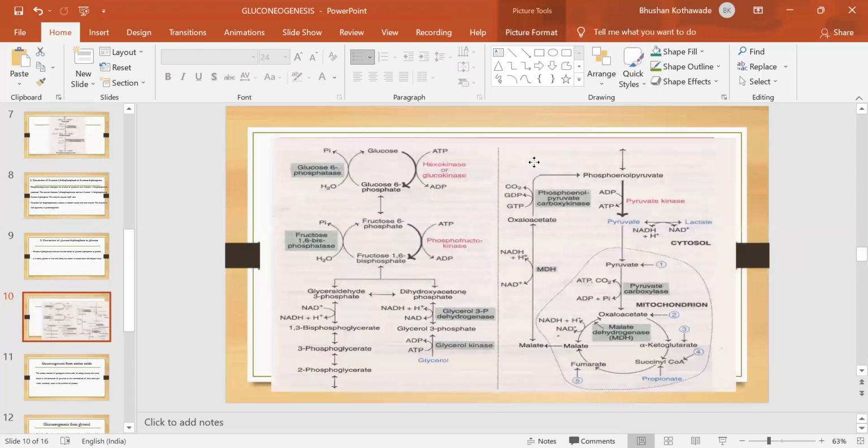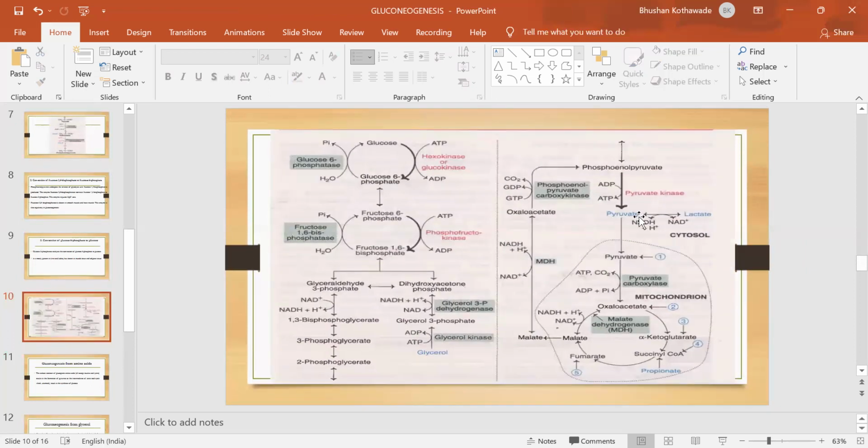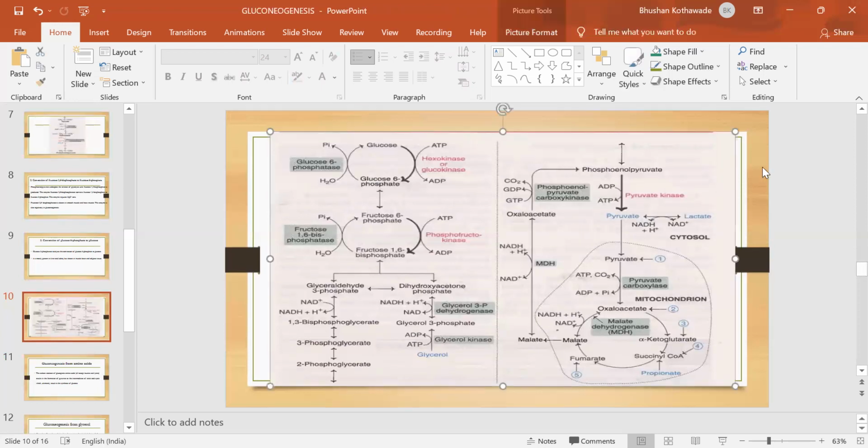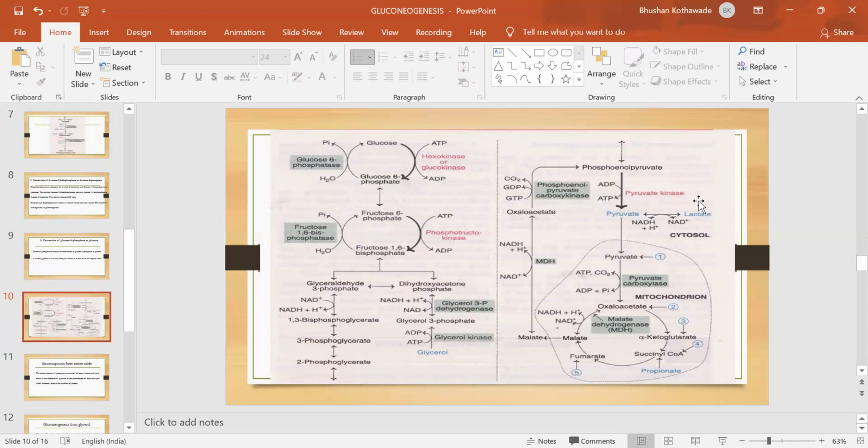What happens at this step? Pyruvate first enters the mitochondria, because the enzyme pyruvate carboxylase is present in the mitochondria and not in the cytosol. Pyruvate is first converted to oxaloacetate by pyruvate carboxylase. But oxaloacetate can't cross the mitochondrial membrane, and therefore it is converted to malate by the enzyme malate dehydrogenase.